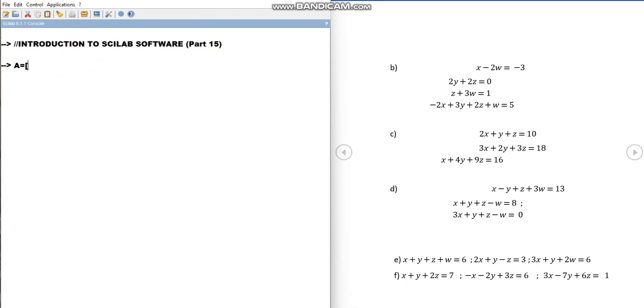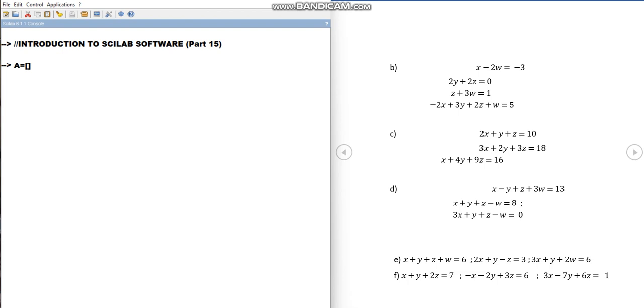So let us write the matrix A. Just tell me what will be the order of the matrix A. It will be a matrix of order 4 by 4 since we have 4 equations in 4 unknowns. As I have said, the first column represents the coefficients for x. The second column will represent the coefficient for y. The third will represent the coefficient of z. And the fourth one represents the coefficient for w.